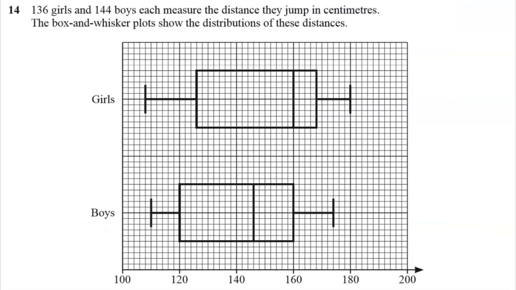All right, 136 girls, 144 boys, each measure the distance they can jump in centimeters. The box and whisker plots show the distribution of these distances. All right, so box and whisker, not whisper. We know the lower end is the lowest data value, and the higher end is the higher data value. And the boxes are Q1, Q2, which is the median, and Q3, that forms the box. The median is, of course, the middle number, or the middle of all of the data.